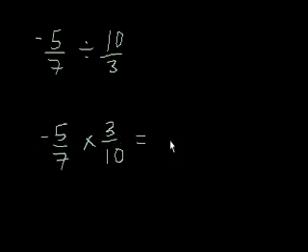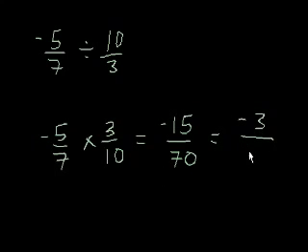Minus 5 times 3, minus 15. 7 times 10 is 70. If we divide the numerator and the denominator by 5, we get minus 3 over 14. We could have also just done it here. We could have done 5, 2, and we've gotten minus 3 over 14 as well. Let's do one or two more problems. I think you kind of get it, though.